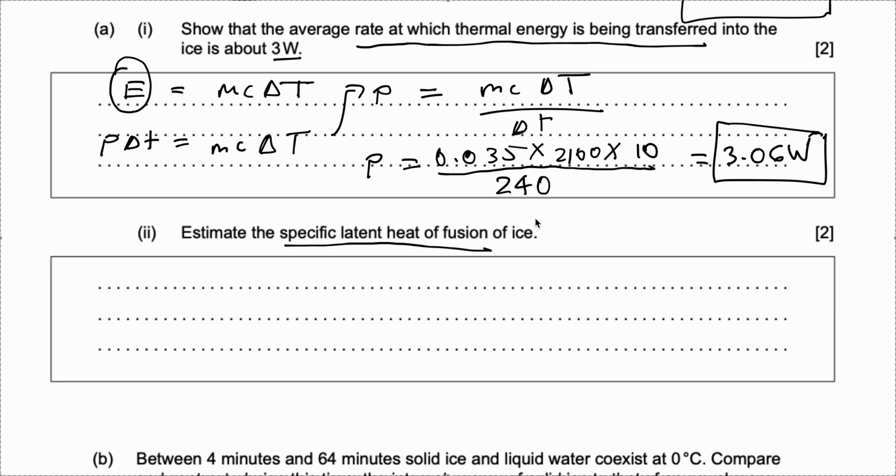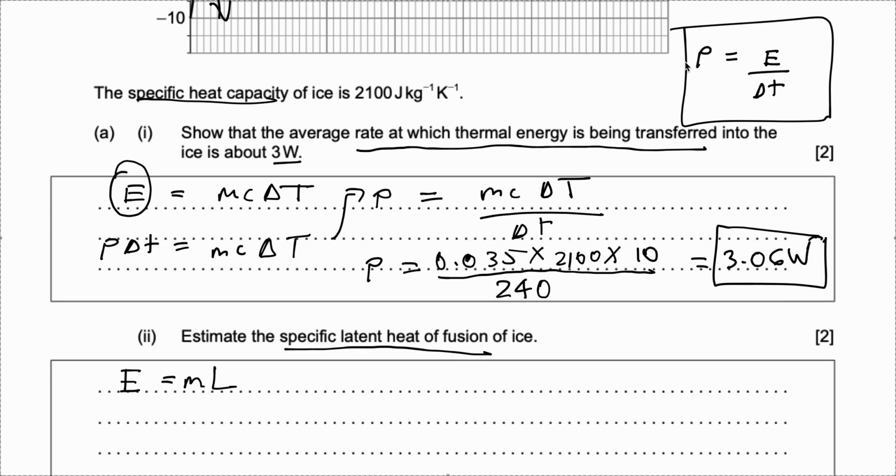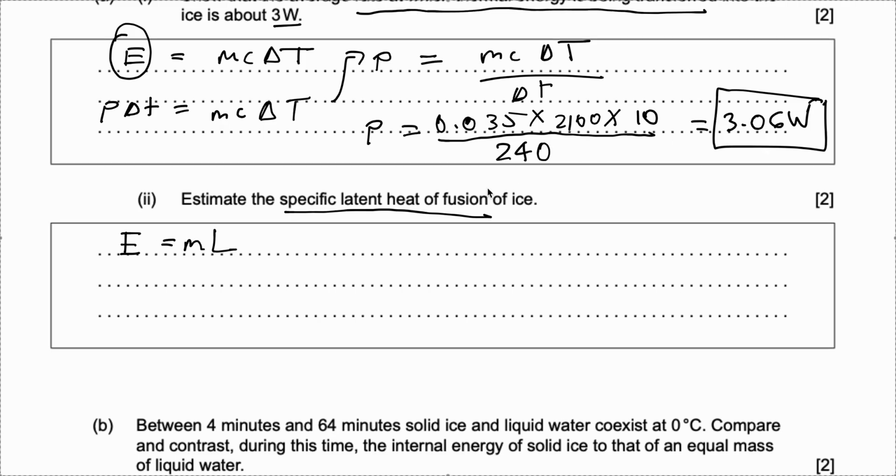What formula in your data booklet includes the specific latent heat of fusion? That is E equals ml. And what did we say E was equal to? E is power times delta t.